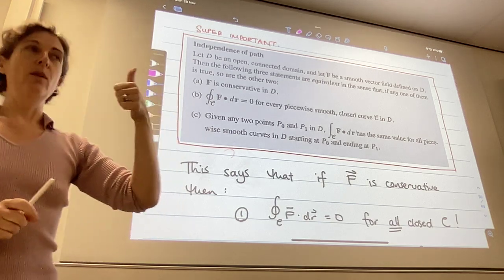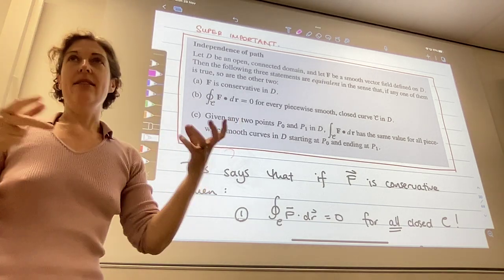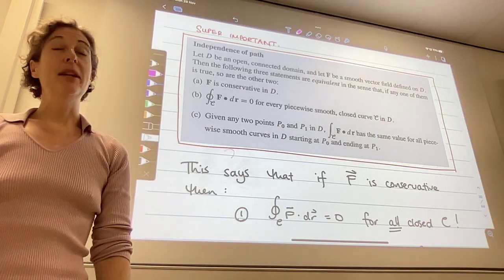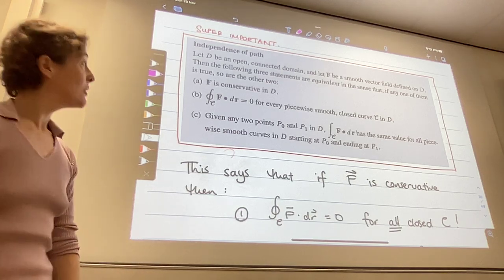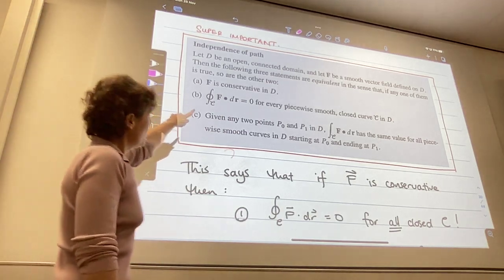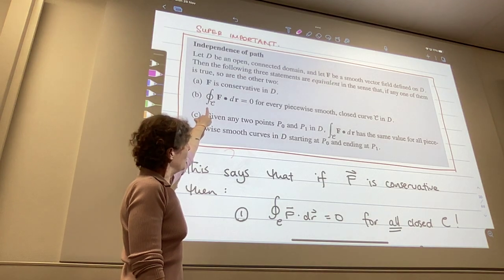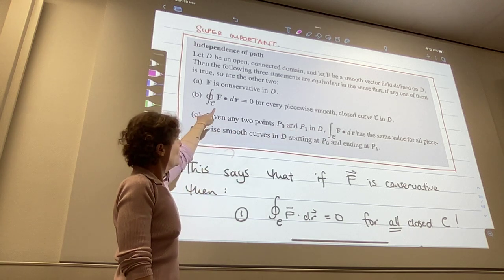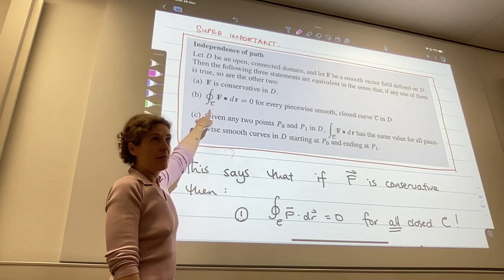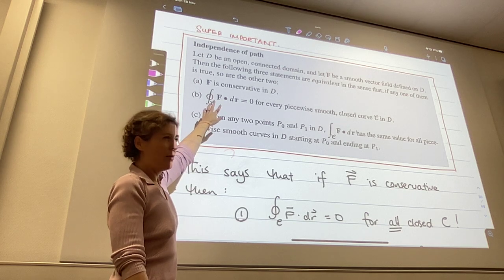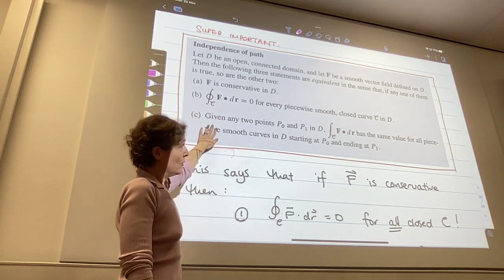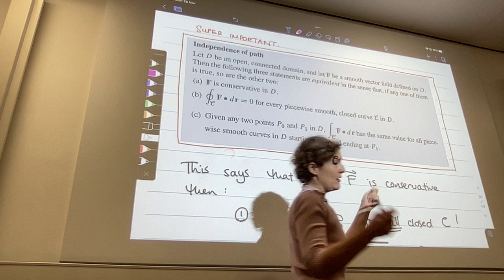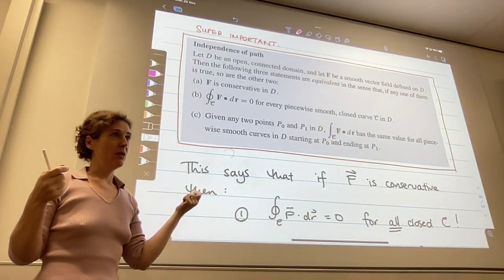So that tells us that we could think of our vector field as being the gradient of a scalar field, the potential. That is the same as saying that for every single closed curve in D, if I do this dot product, I get 0. We haven't really looked at that yet, but that's one of the things. And then the thing that we've just seen over here: if I'm trying to find this integral, it doesn't matter which path I take, it just matters what my endpoints are.